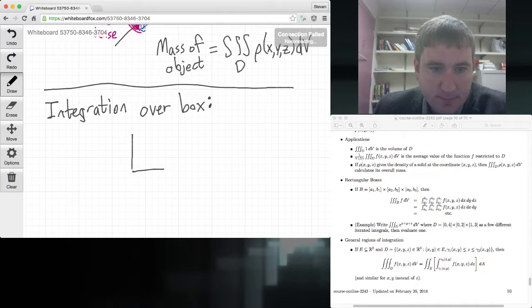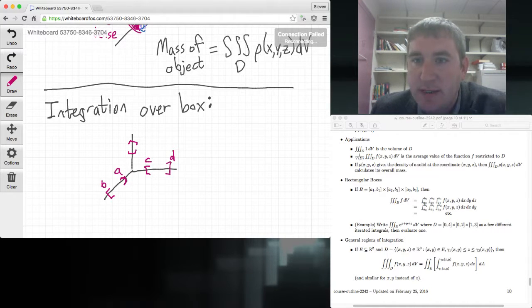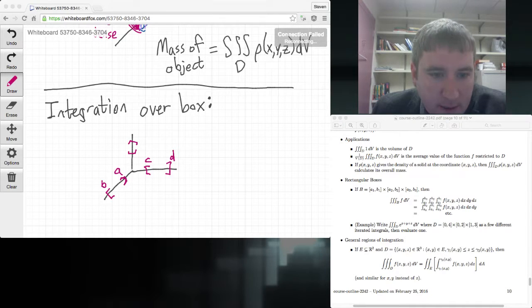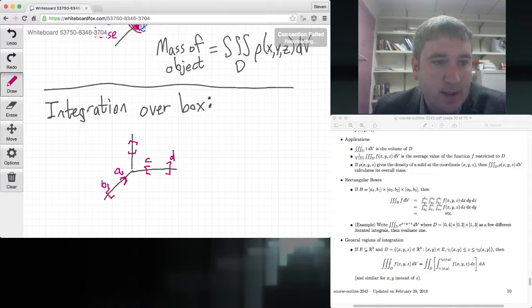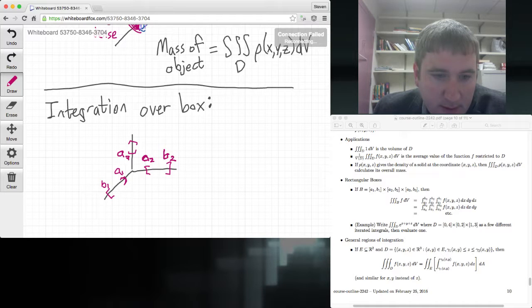So here's the picture. If we've got a box, I've been doing it in red. X ranges between A and B, Y ranges between C and D, and then Z will range between, I don't want to use F, because I've already used F as the function. I'll use A1 and B1 for X, A2 and B2 for Y, and A3 and B3 for Z.